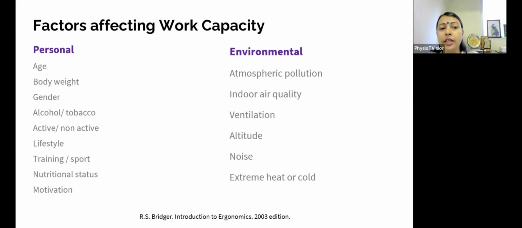Now, apart from the internal or the personal factors, there are some factors which are present in the environment. So as you can see, atmospheric pollution, and indoor air quality. If somebody is working a desk job, the indoor air quality is also important. Atmospheric pollution matters for, say, a traffic police or a rickshaw driver or construction workers who are working in the open environment. So pollution can be a factor which can affect the capacity of the worker.